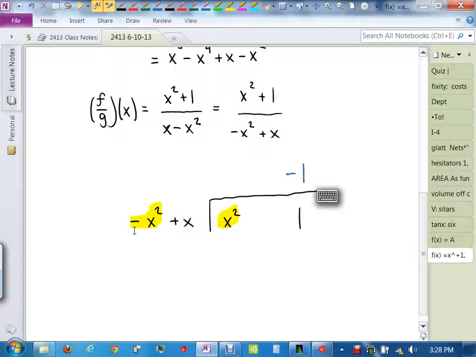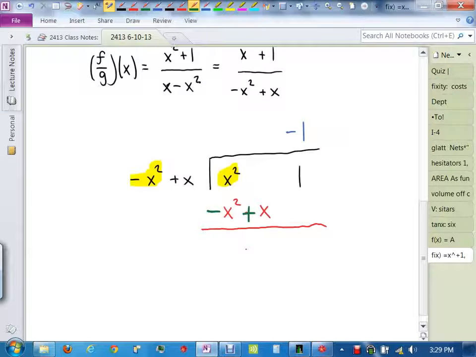What's negative 1 times negative x squared? x squared, so you put that here. Negative 1 times x is negative x, so I put that right here. And that's it. Now I come through here, and what do you do with this? Subtract it. So that changes the signs. It makes this minus x squared, and it makes this plus x, doesn't it? And then go and add down.